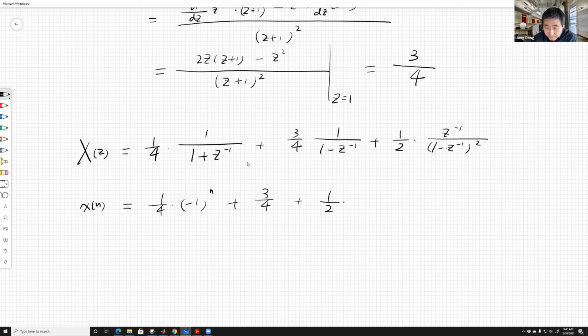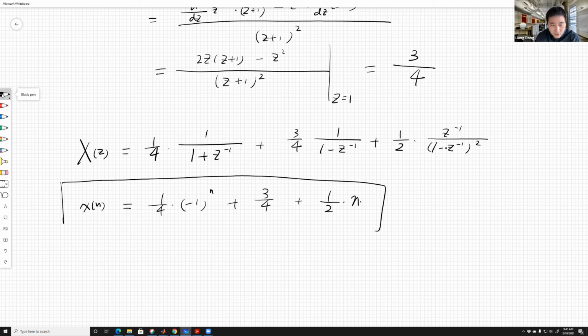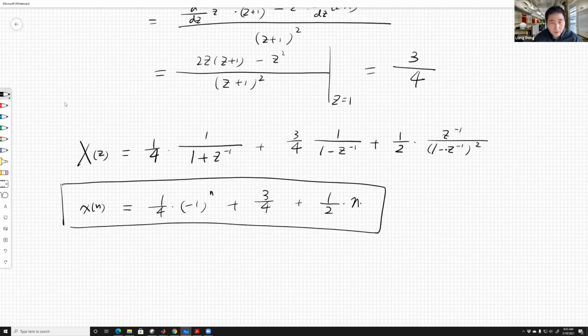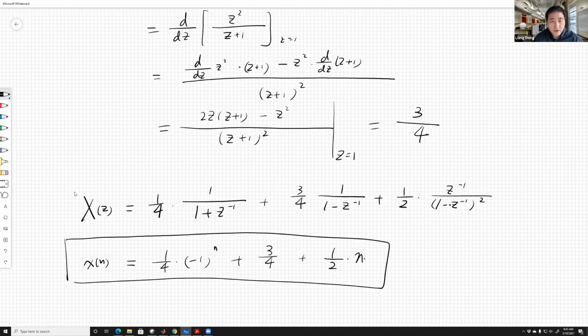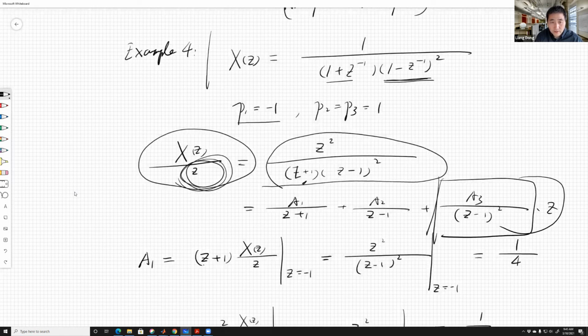And then we have n times A to the power n. A is 1, but we still have n. Don't forget we have n. So n times 1 to the power n. This 1 to the power n, I can't neglect it. So I got that. This is my final answer of the inverse z transform from the original overall function like this.